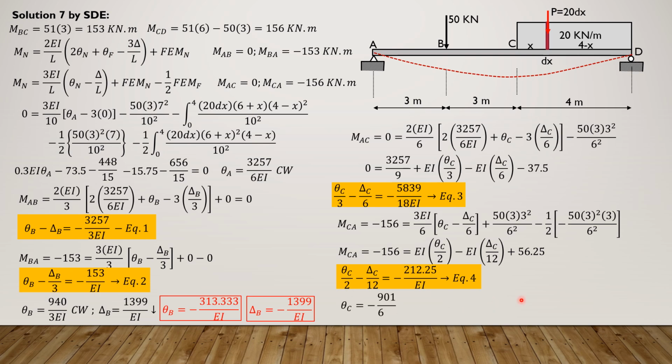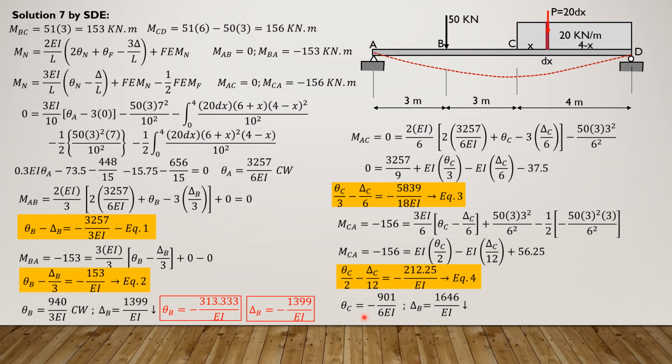So theta C is negative 901 over 6 EI. So meaning to say it is counterclockwise, and counterclockwise is positive. And delta B is still downward because it is positive. So we assume that the chord AC still rotates clockwise, and clockwise is positive in slope deflection equation, but it is downward in reality.